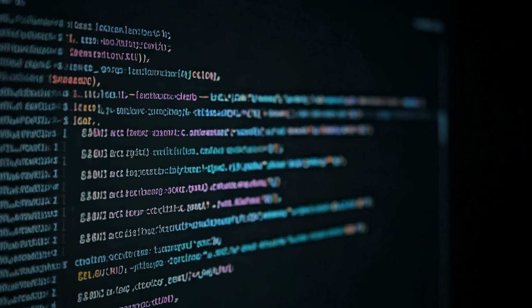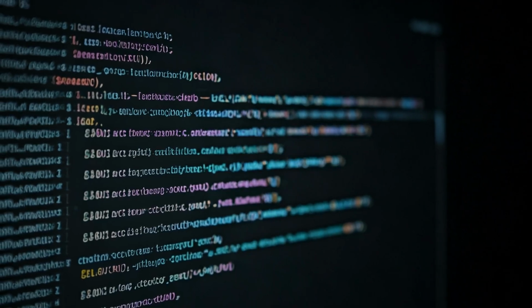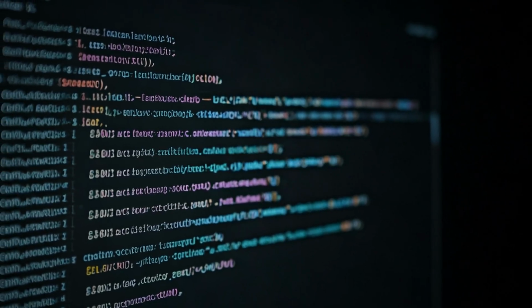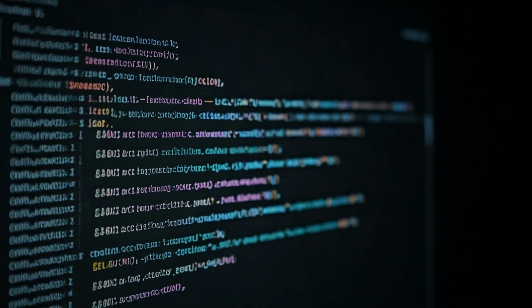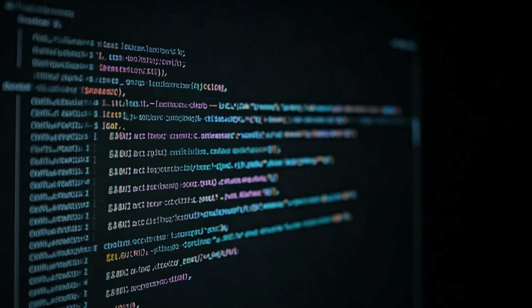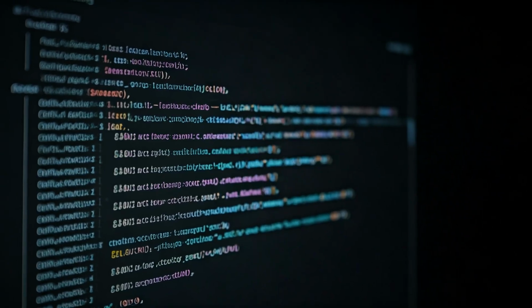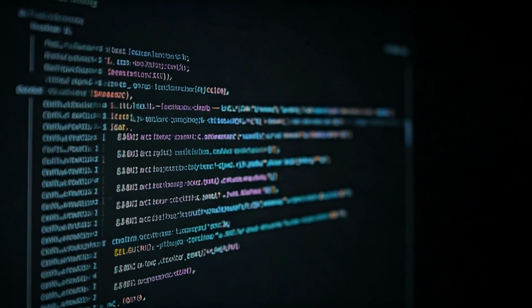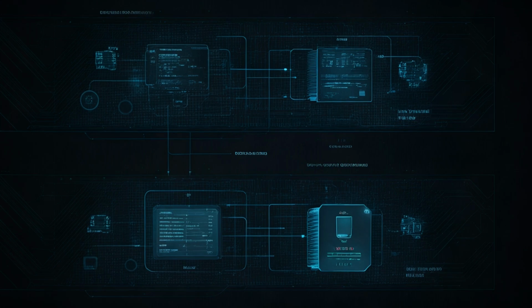Attach metadata to every chunk. Source file. Date. Category. Filter before you search. User asks about the 2026 policy. Exclude chunks from 2024. Smaller search space. Better results. Here is your complete architecture.